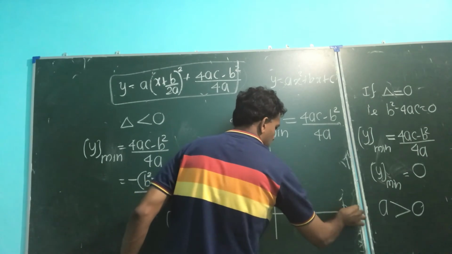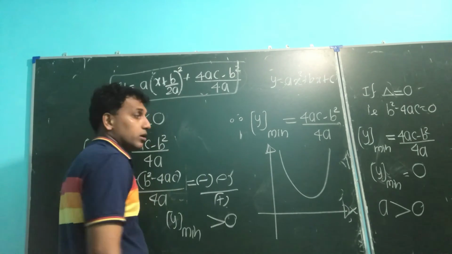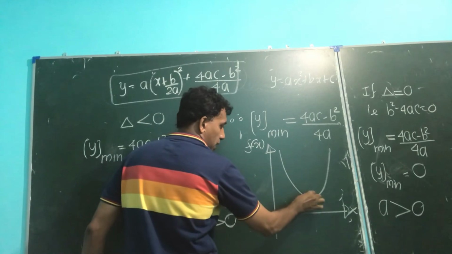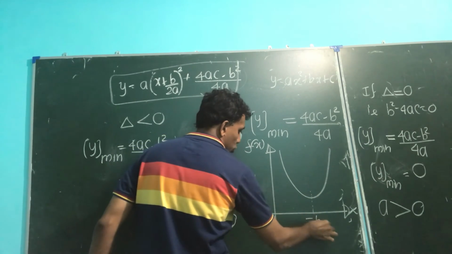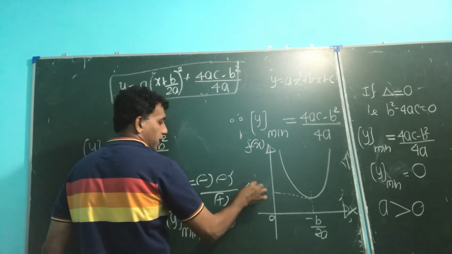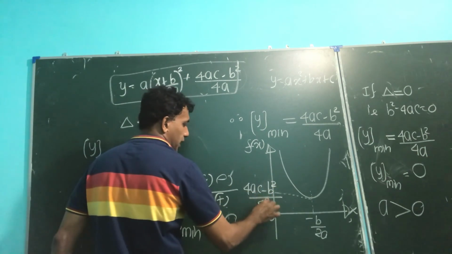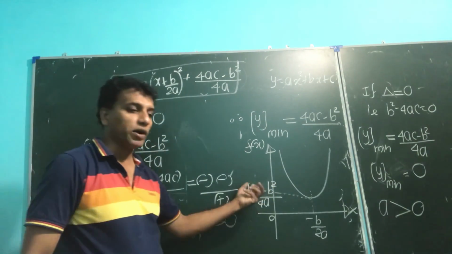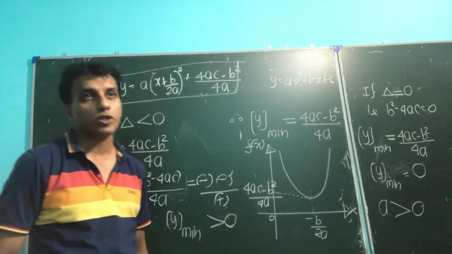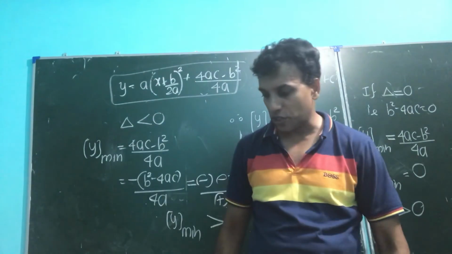My last graph in this minimum case. The graph is something like this. Here are the x-axis and y-axis, here the origin. And this is minus b over 2a, right? Generally, what is the minimum? 4ac minus b square over 4a. That's the minimum y coordinate. The symmetric axis is x equals minus b over 2a, right? Draw this axis. This is the situation.